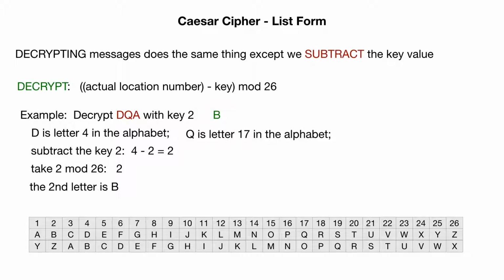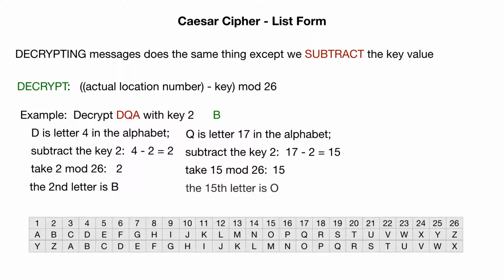Let's look at the Q. Again, encrypted there. That's a Q. That's the 17th letter in the alphabet. So do the same thing. Let's subtract the key this time. We're getting 15. So if I take 15 modulo 26, there are no 26s in 15, so that's 0. But I do have 15 left over. So I want that 15th letter. The 15th letter in the alphabet is O, so I found my second one.